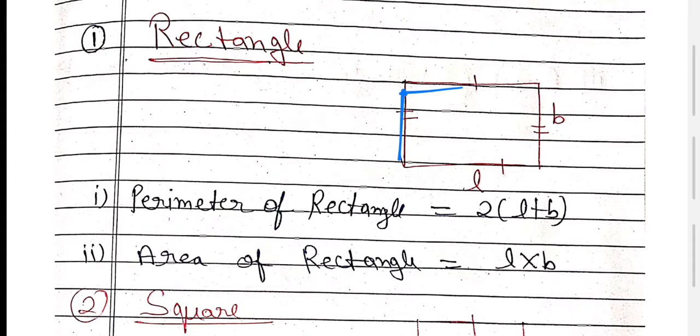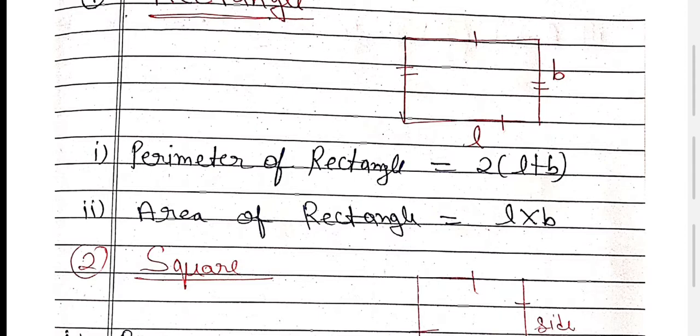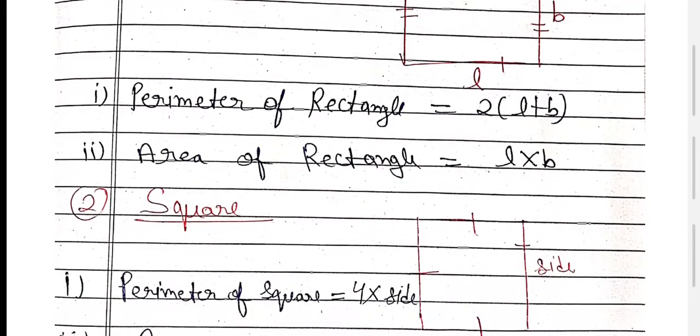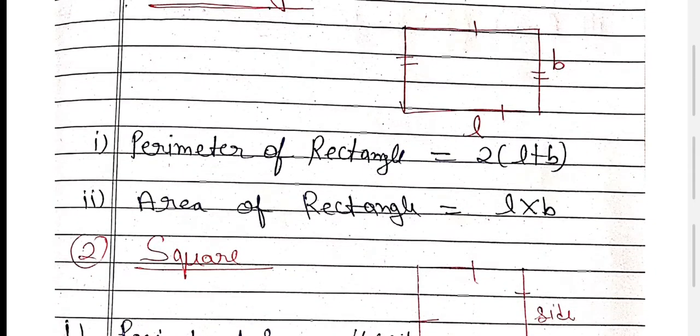Now we have to study some formulas. Rectangle is a figure just like that one. It has length and breadth. All of you know opposite sides are equal. What is the perimeter of a rectangle? That is 2 into L plus B, and area of rectangle is length into breadth. You have to remember: perimeter of rectangle 2 into L plus B, and area of rectangle L into B.